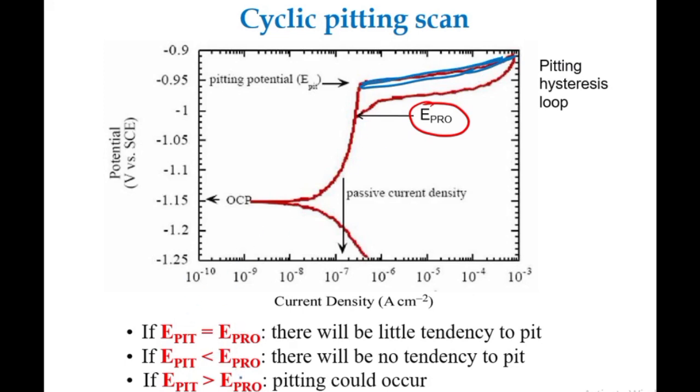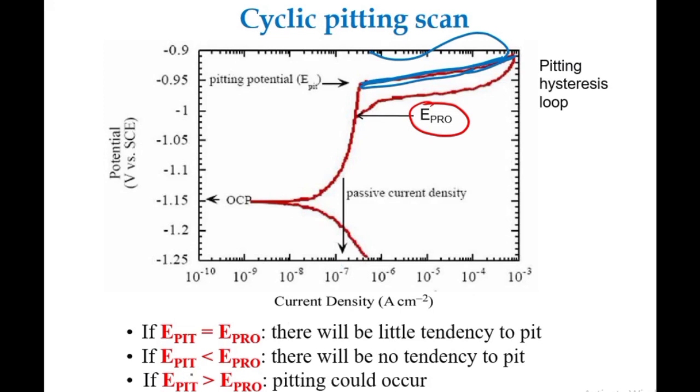And if the E pit is less than the E pro, that means that the pitting potential is less than the protection potential. That means that there will be no tendency to corrosion. So there will be no tendency. So therefore, the loop goes here and then it comes back to this side. I get it. So there will be no corrosion.